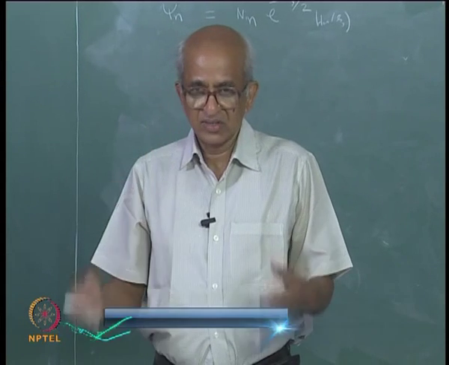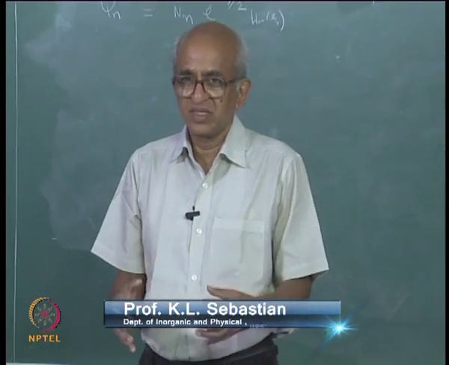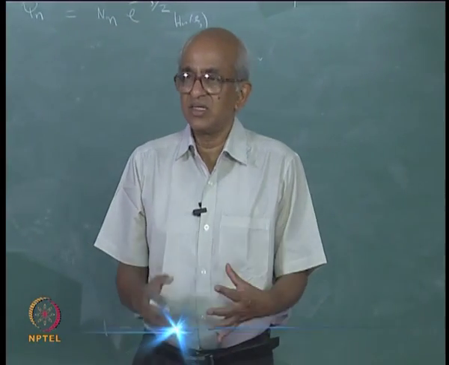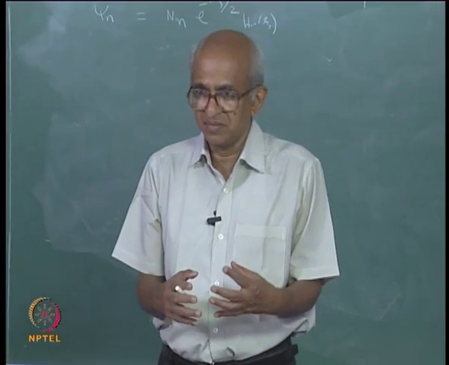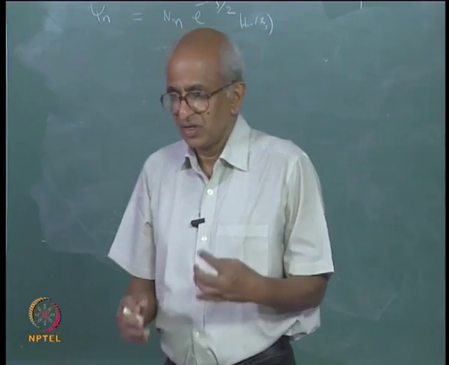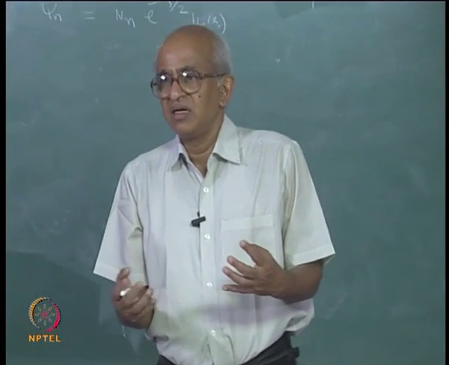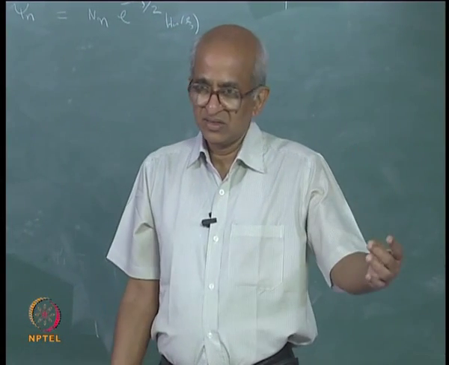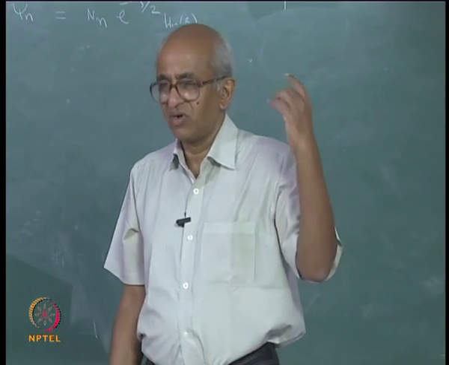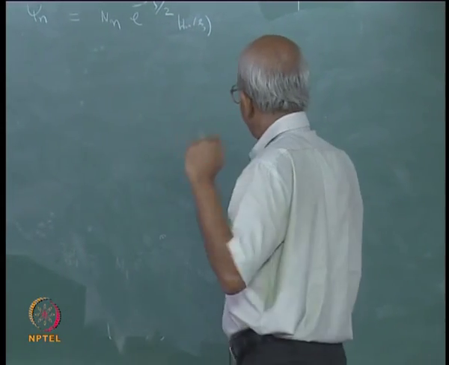Today we are going to discuss the most important problem as far as a chemist is concerned, that is the problem of the hydrogen atom. So, if you think of the hydrogen atom, it is very clear that there are two particles, one is the nucleus and the other is the electron, and therefore, if you wrote the Hamiltonian for the system, how would it look like?